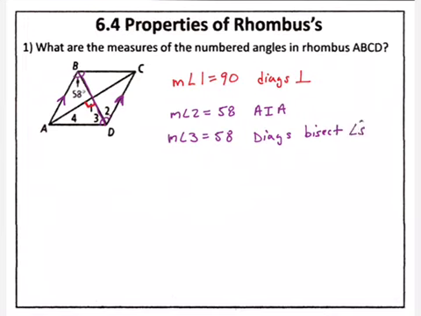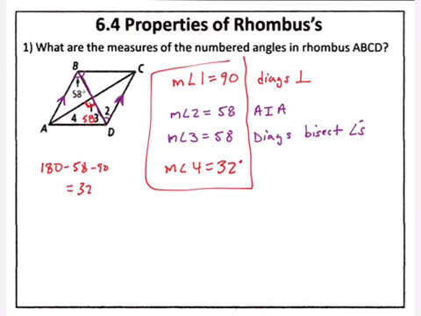All right, and then the last one we have to find is angle 4. Well, this is pretty straightforward. We already know the angle measures in this particular shape. We've got 58 here, we've got 90 here. And so the question is, what is 180 minus 58 minus 90? Well, that's just going to be 32. So that means the measure of angle 4 is just 32 degrees. So these are our answers.